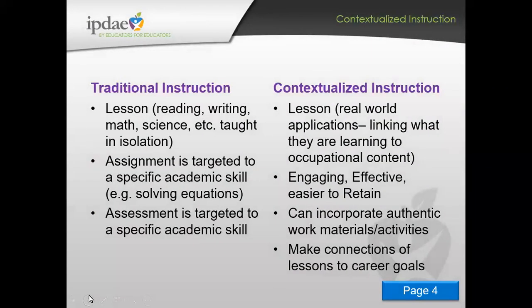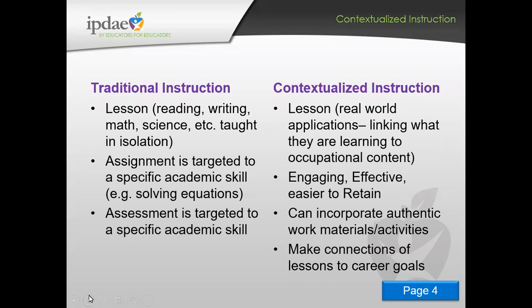Now, you may be used to the traditional methods of teaching, and I wanted to put this slide up to take a moment to do a little comparison of the traditional ways of teaching versus the contextualized ways of teaching. So if you look on the traditional side, we usually give a lesson, you have your reading block, your writing block, your math block, your science block. Those subjects are taught in isolation, okay? With contextualized instruction, the lessons are pretty cohesive. It's a lot of real world applications.